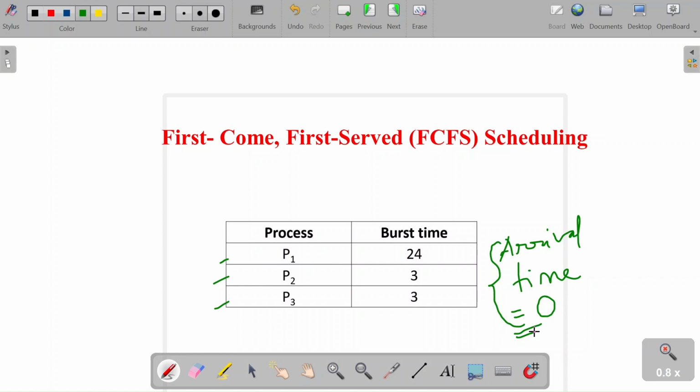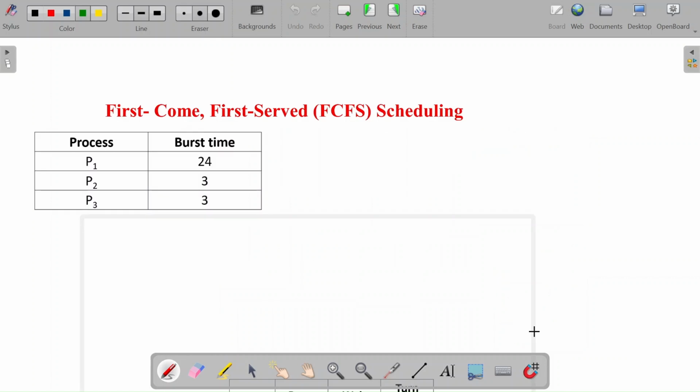Now, let's see the first come, first served algorithm. From the name itself, we can understand each process is picked by the scheduler from the ready state to the running state in the order of arrival. Who comes first will be served first. How to solve this? We know that we have the timeline representation of processes using the Gantt chart. Now I'm going to represent a Gantt chart.